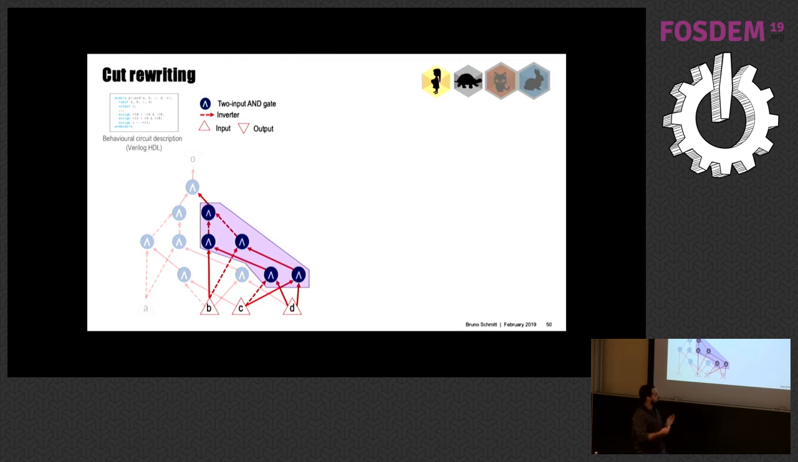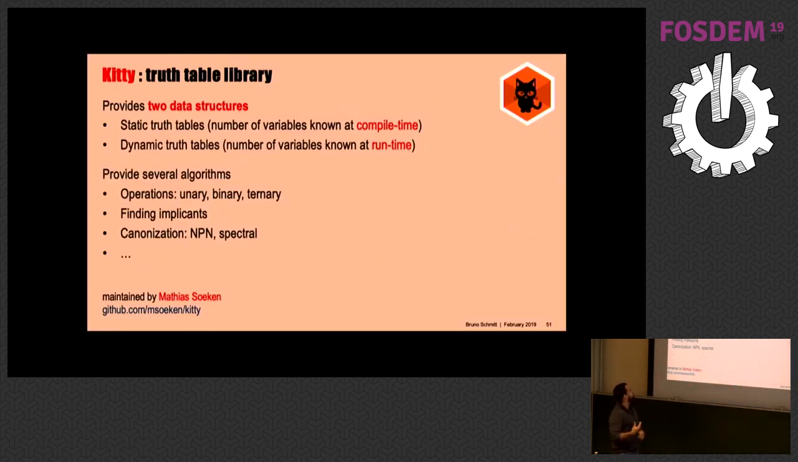And the first thing we do is represent more explicitly what function this cut is actually implementing. And for that, we use a truth table. When dealing with truth tables, the kitty library comes in quite handy. It provides two data structures to manipulate truth tables: static truth tables and dynamic truth tables. The main difference is whether you know the number of variables at compile time or at runtime, and some of its algorithms will be faster if you know the number of variables at compile time. It also provides several algorithms for operations between truth tables, finding implicants, canonization, NPN, spectral. If you have no idea what that is, you can again look at the documentation. It is there, it is explained.